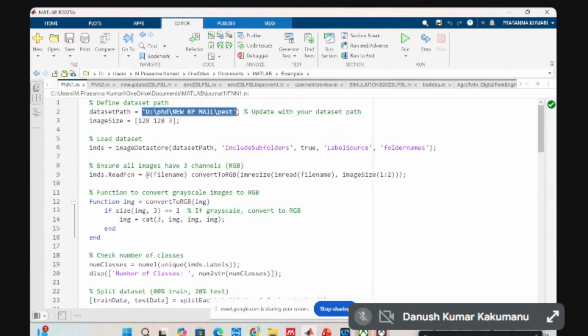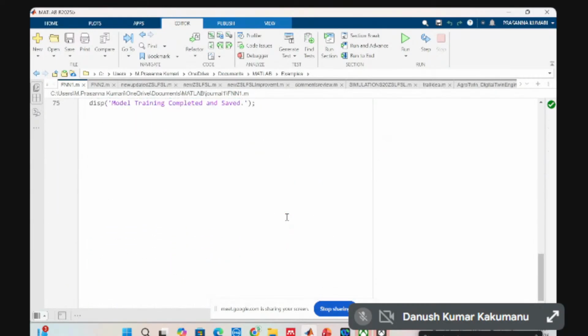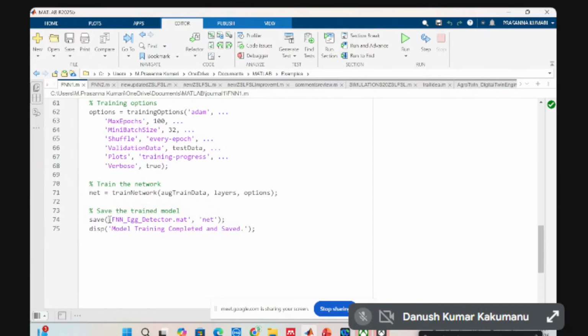Set path means in my system where that folder is saved. Okay, so here this is one. This is my trained model.